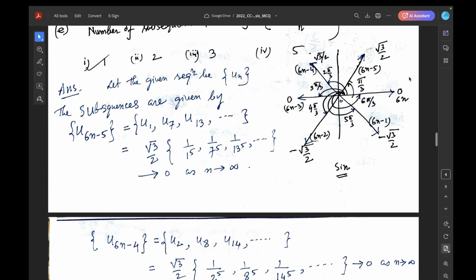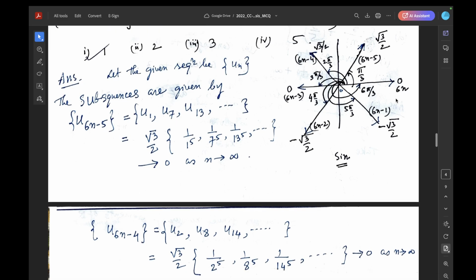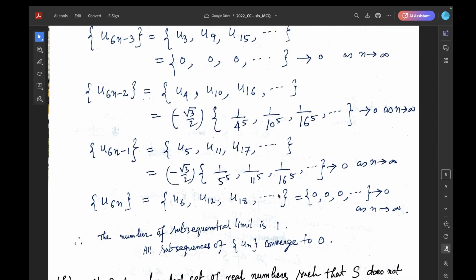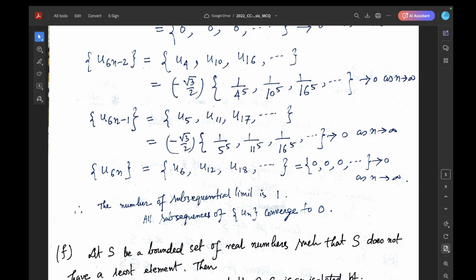And the last subsequence u6n, that is u6, u12, u18, all values are 0, so this tends to 0 as n tends to infinity. The number of subsequential limits is only 1. All subsequences converge to 0.